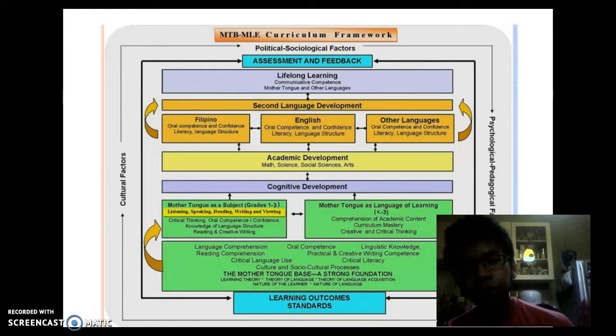Once the students have already mastered these components, these skills, they will achieve a certain level of cognitive development. Next is academic development. These are interchangeably related. Academic development covers math, science, social sciences, and arts. After this development, these are the stages according to this framework.